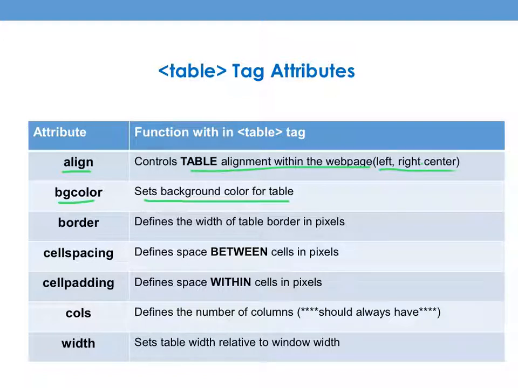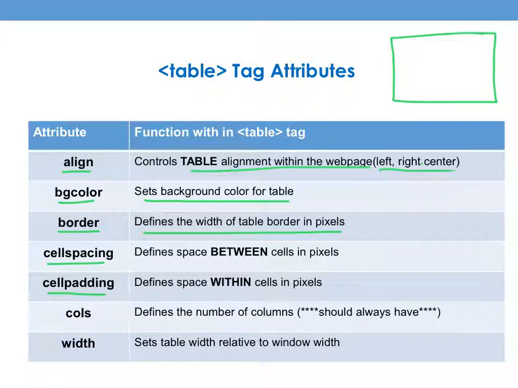Now from there you can choose your border, and that will define the width of the table border in pixels. So remember, that's that outline of your table. Then from here we have cell spacing and cell padding, which we'll spend more time discussing in a later lesson. But cell spacing defines the space between cells in pixels, while cell padding defines the space within a cell in pixels.